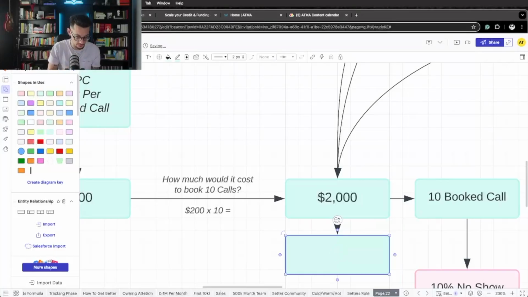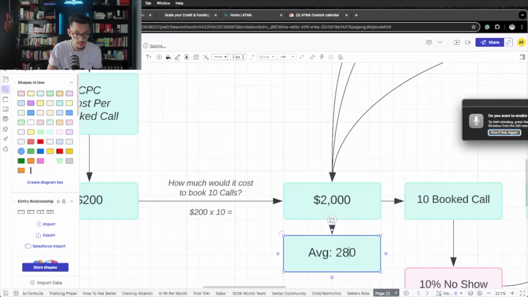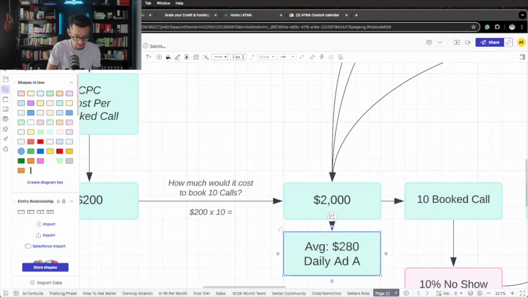Well, I think it's around how the question becomes, if I want to book 10 book calls a week, how much do I have to spend daily? So this will average, your average is 280 average daily ad spend.